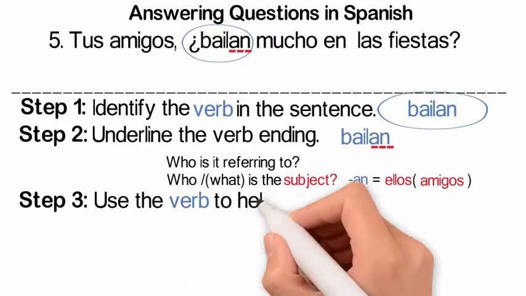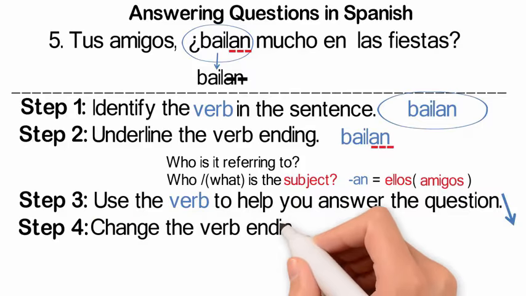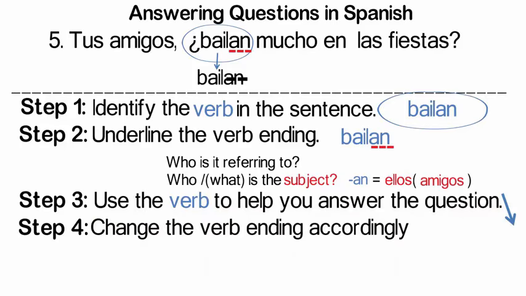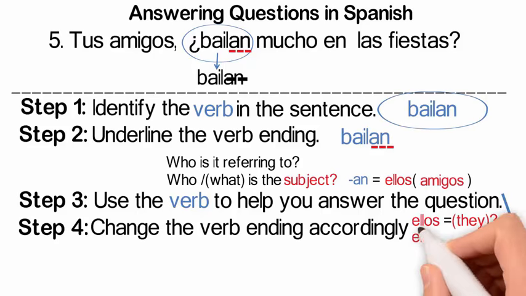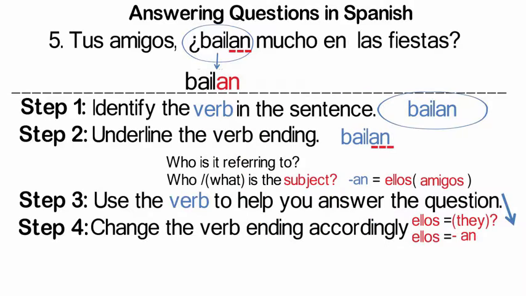In step 3, use the verb in the question to help you answer the question. Bring down or rewrite the verb from the question, bailan. In step 4, change the verb ending accordingly. Here the question is asking about los amigos, with the verb ending an, so the answer will also have the an verb ending as well, as you'll be answering with los amigos bailan.